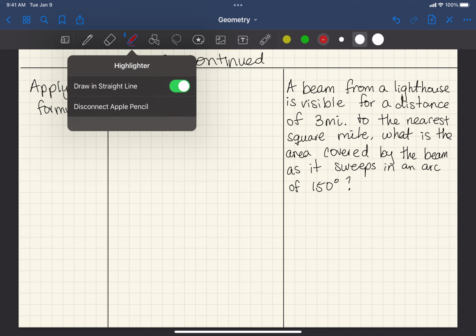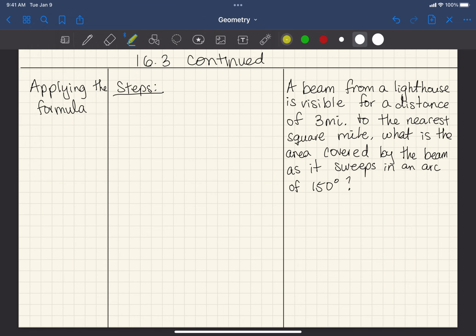So I'm going to switch over to my highlighter because I want to make sure that I take note of certain key words in my word problem. So the first thing is, a beam from a lighthouse is visible for a distance of 3 meters. I'm going to highlight my 3 meters, okay? To the nearest square mile, what is the area? So I'm looking for the area covered by the beam as it sweeps in an arc of 150 degrees.